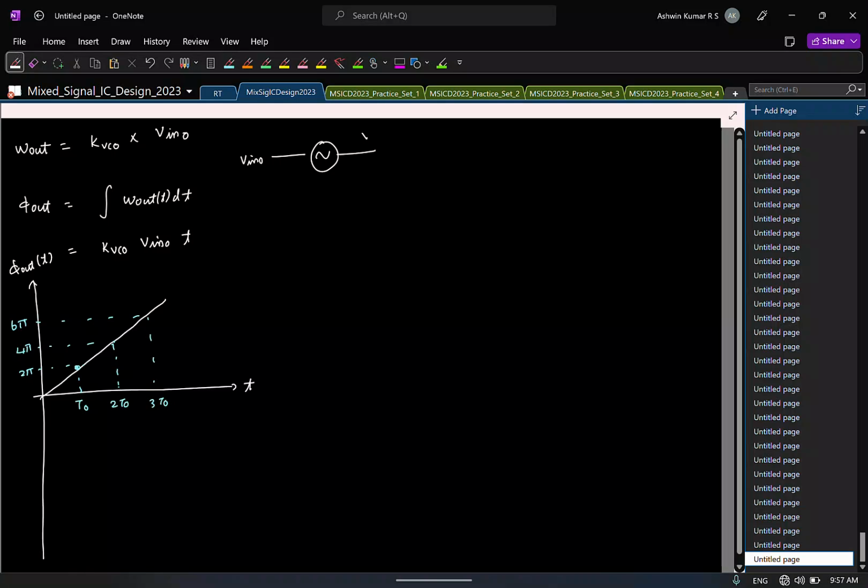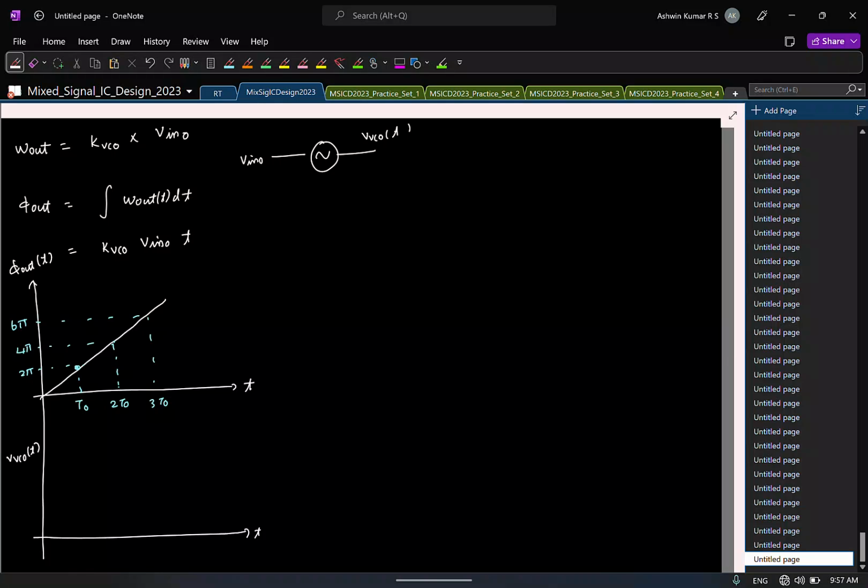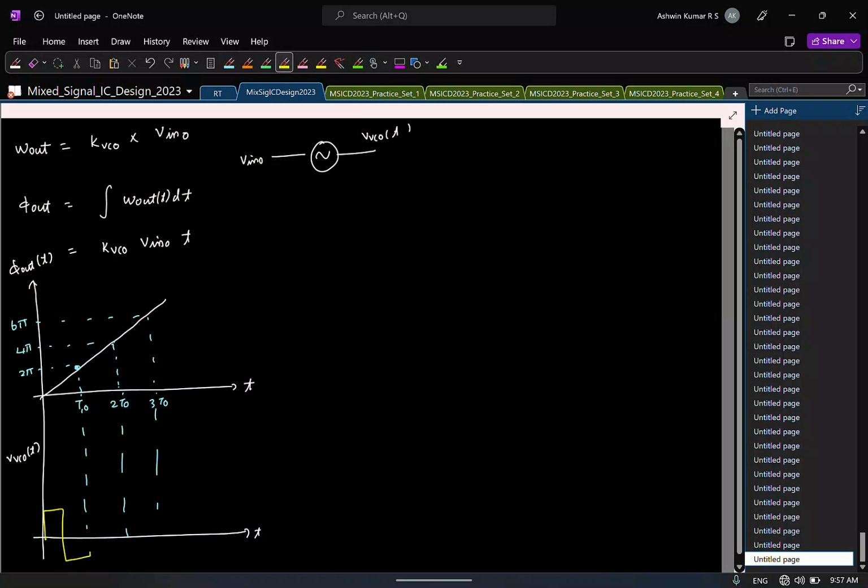So let us say this is V VCO of T. If I observe the output voltage of the VCO, let us say it is a square wave for simplicity. It can be a cos, sine, anything. I am taking square for simplicity. So this is how it will look, right? Let us say it finishes one cycle here, right? So the rising edges come here.